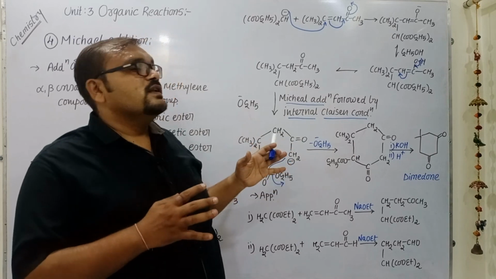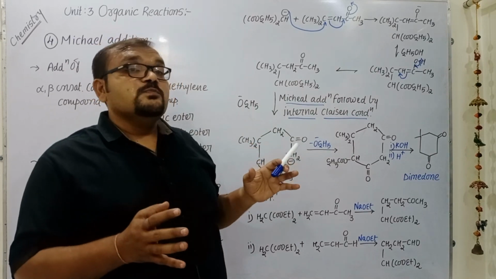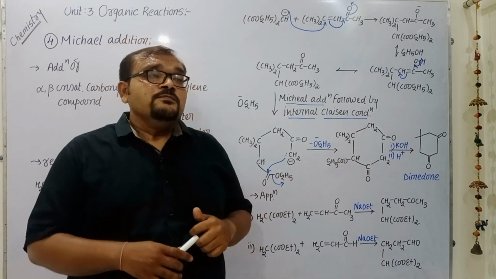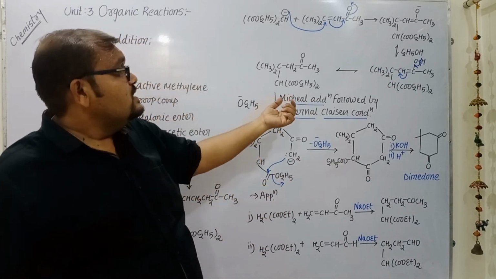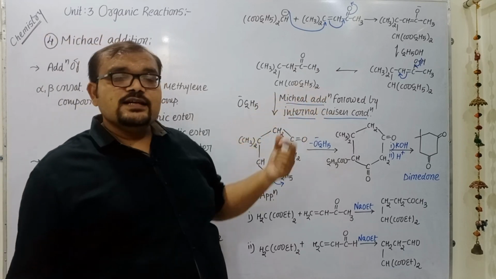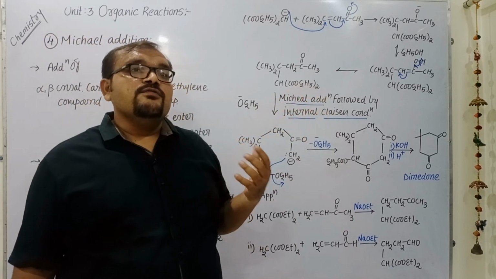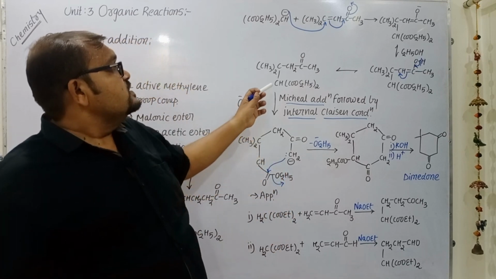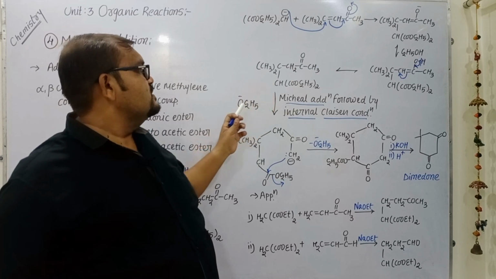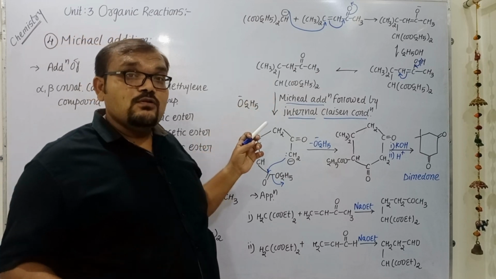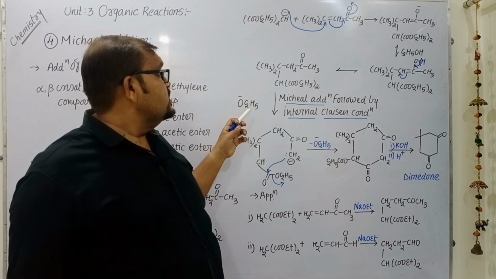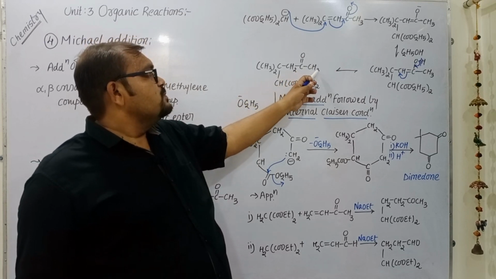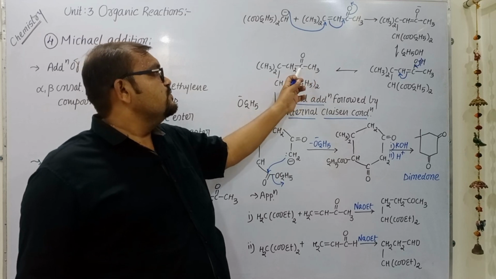So this particular addition is known as Michael addition. Now if this Michael addition is followed by internal Claisen condensation, then what will be the product? It can be defined as the product of Michael addition when it reacts with one more alkoxy group, right? As we all know, this alkoxy will abstract a proton from this particular carbon which is adjacent to the carbonyl.